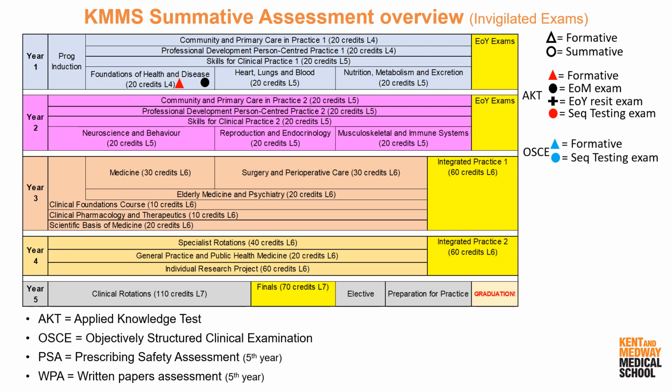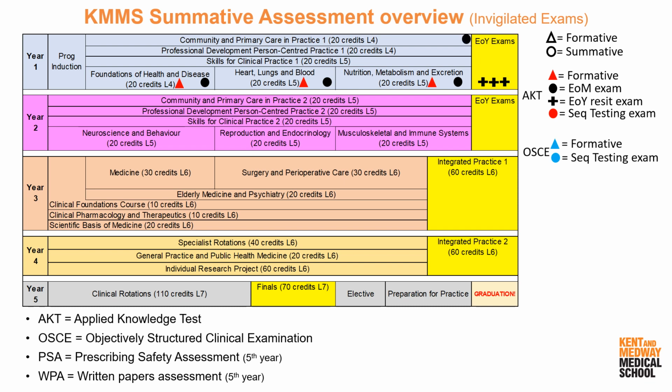We follow the same process for heart, lungs, and blood, as well as nutrition, metabolism, and excretion. If any student is unsuccessful at passing the end of module exams in any of these three modules, there is an exam reset opportunity in the end of year period for all three modules. But hopefully any particular student won't need all three, but there is a reset paper opportunity there. The reset papers are exactly the same setup as the end of module exam papers.